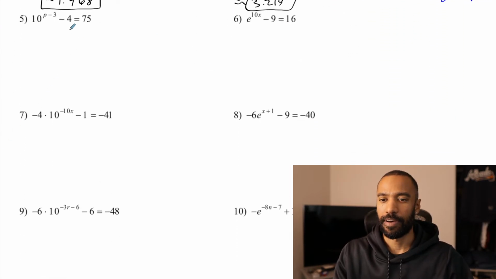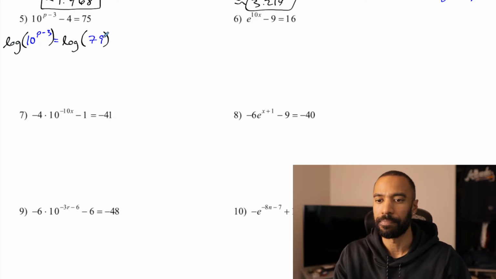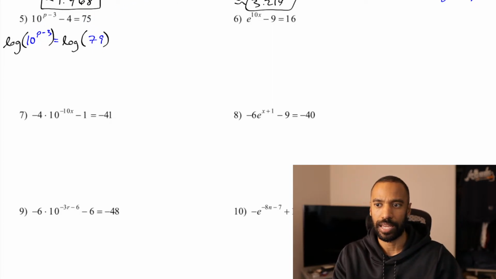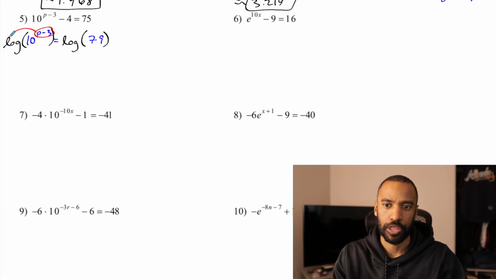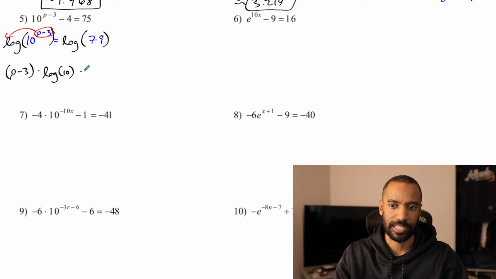All right, number 5. Adding 4 to both sides to start with here will leave us with 10 to the p minus 3 equal to 79. I will log both sides. Of course, logging is base 10, and it will bring down the entire p minus 3. Really briefly, before we just do outright canceling, let me show you the idea of what happens when you bring that down. p minus 3 goes out in front. It is p minus 3 quantified times log of 10, right? That's how that part works.